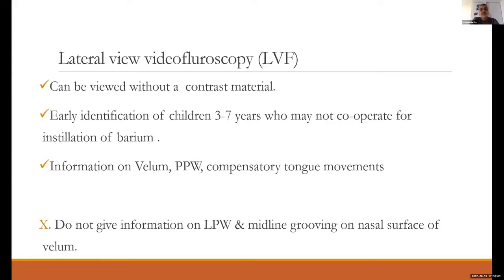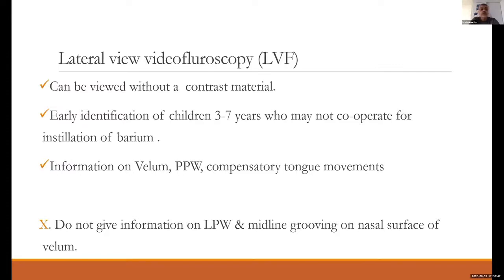So we will stick in this discussion to lateral view video fluoroscopy, because that is the one which we always use, and that is the one you will find that authorities around the world are using. You can view it without a contrast material. We have tried using contrast, but I am told that we don't have a liquid preparation available, or the other way around, and it runs off, and so we have not used it. Also in smaller children, barium instillation might again lead to non-cooperation of the patient.